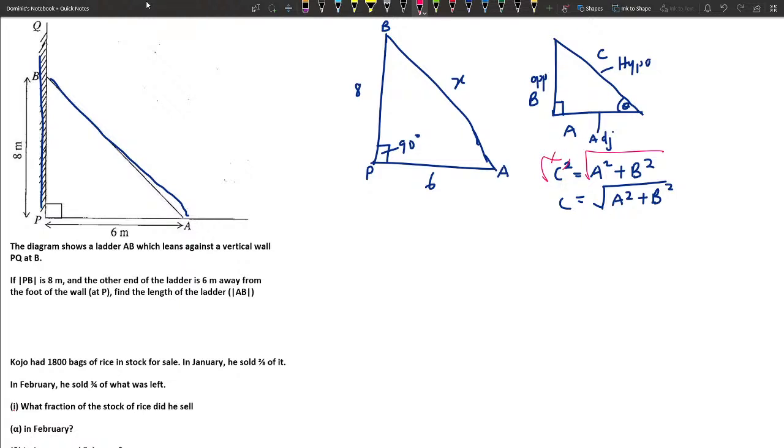Comparing this, the 6 is the adjacent, the 8 is the opposite. So we are just going to replace it, and the C is the x. So replacing it becomes x equals root of 6 squared plus 8 squared. It doesn't matter since it's addition, anyone can come first. So having that, we will continue.